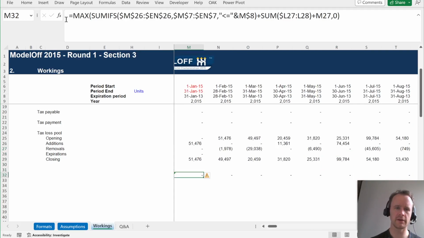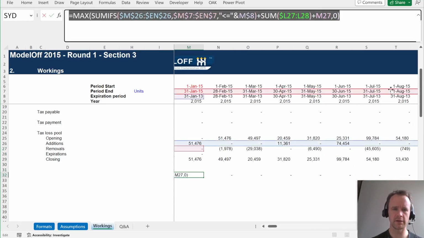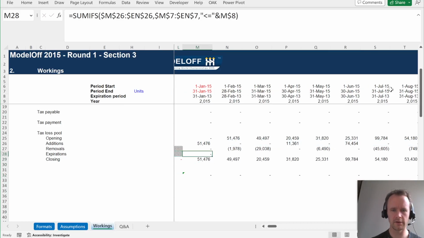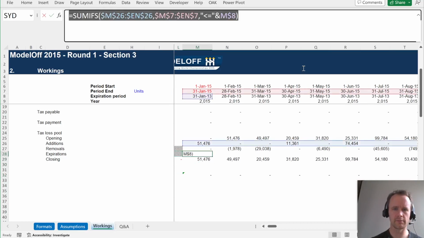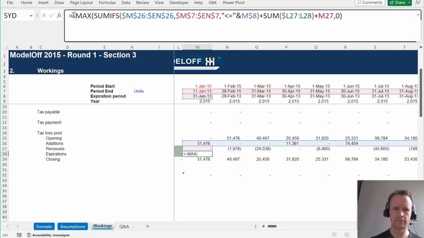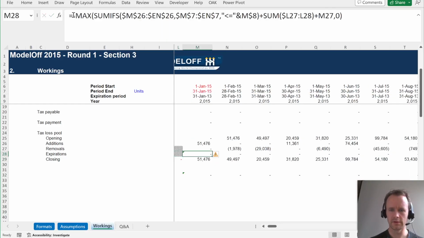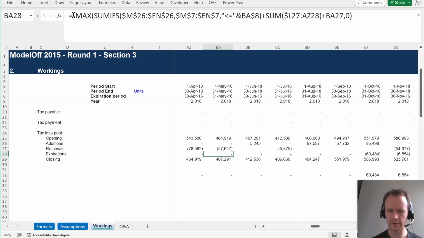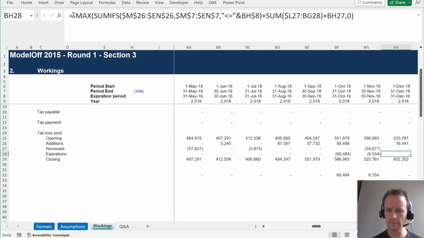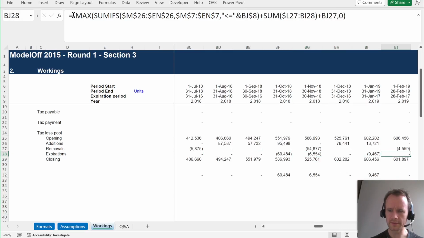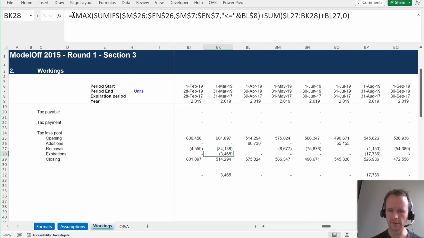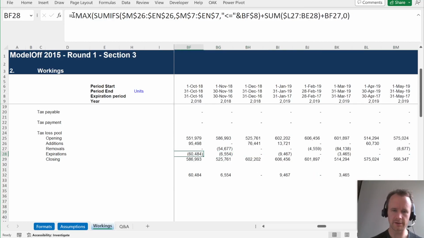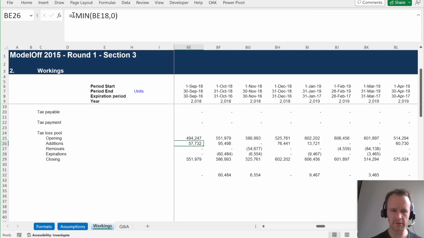Okay, so I think I have the formula now. I just need to put a minus sign on it, so it'll slot in here. So again, let's just look at a sense check here. Here we have a little bit of expiration. So in other words, there are very heavy losses in the early years. We don't use all those up.